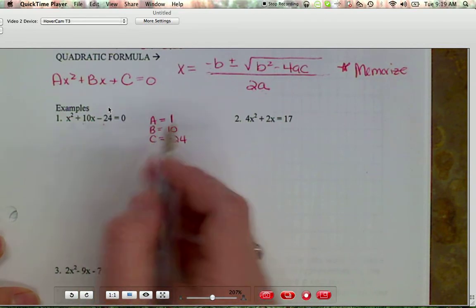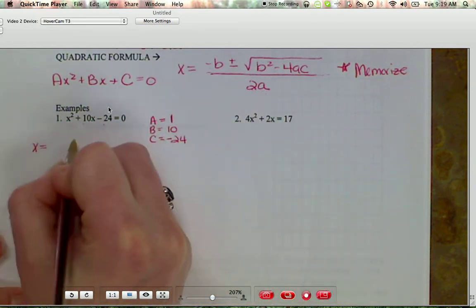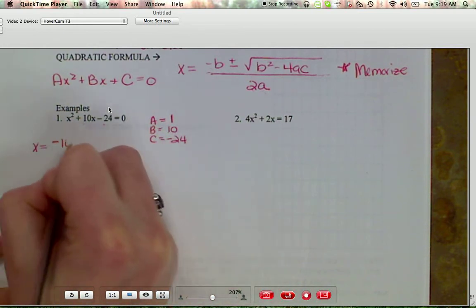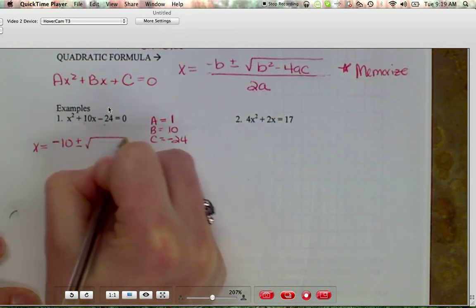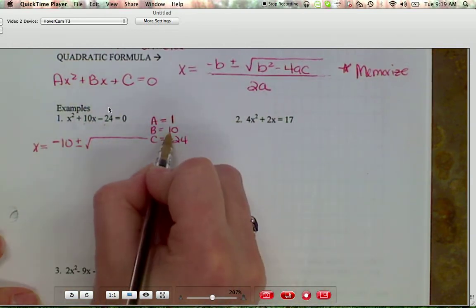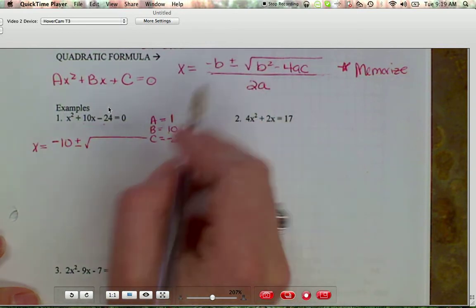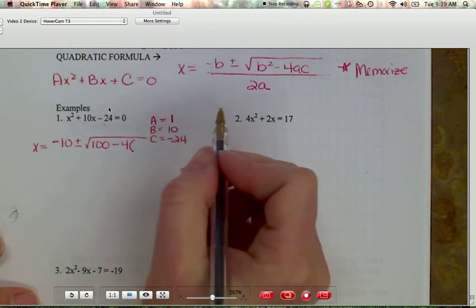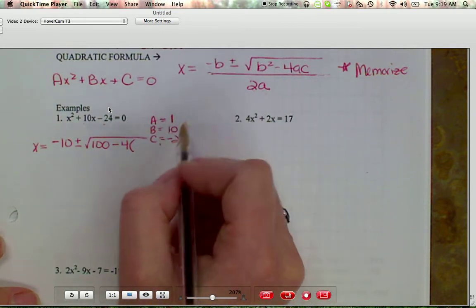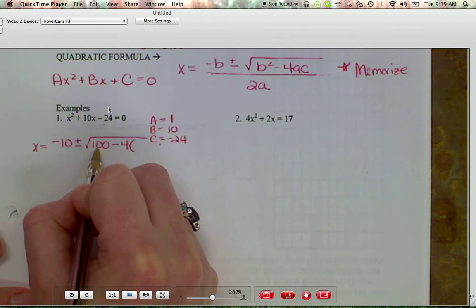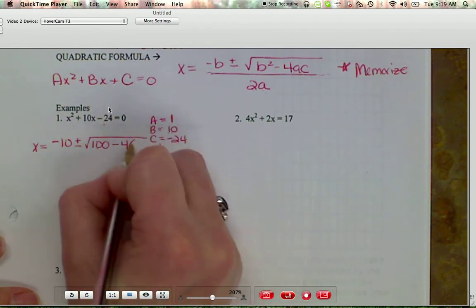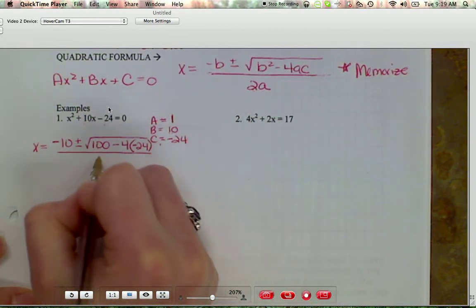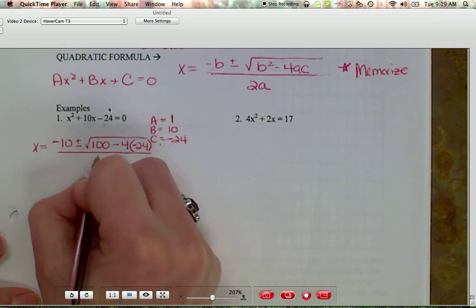Once you've identified them, now we're going to plug them into the formula. X equals negative b, and if b is 10, then negative b is negative 10, plus or minus the square root of b squared, so 10 squared is 100, minus 4ac. I always multiply the awesome chicks together. So I always square the b in the first step here, and I always multiply the a and the c together. 1 times negative 24 will give me negative 24. All over 2a, so 2 times 1 gives me 2.